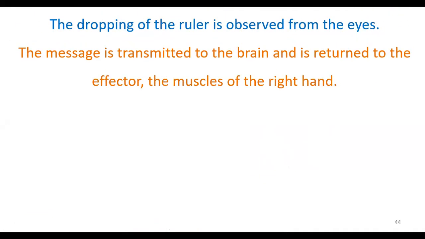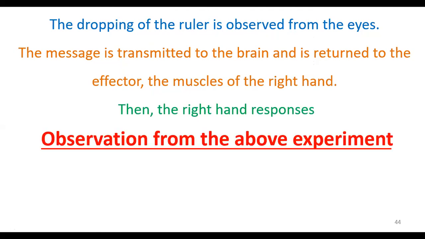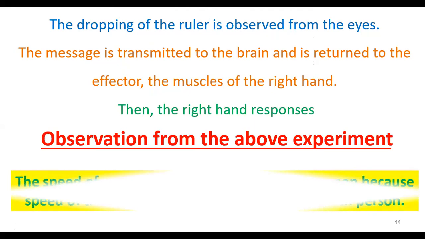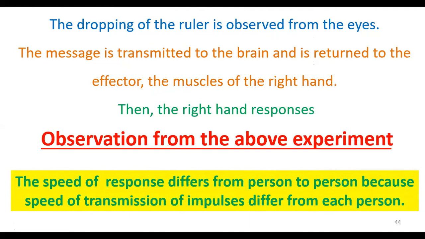The dropping of the ruler is observed by the eyes of the other person, and slowly or quickly he will catch. The message is transmitted to his brain and then it is returned to the effector, the muscles of the hand. Here you are using the right hand, and quickly he will catch the ruler. So what is the observation from this experiment? Different people will catch at different times. Some people, when they are catching, the ruler has already fallen down.